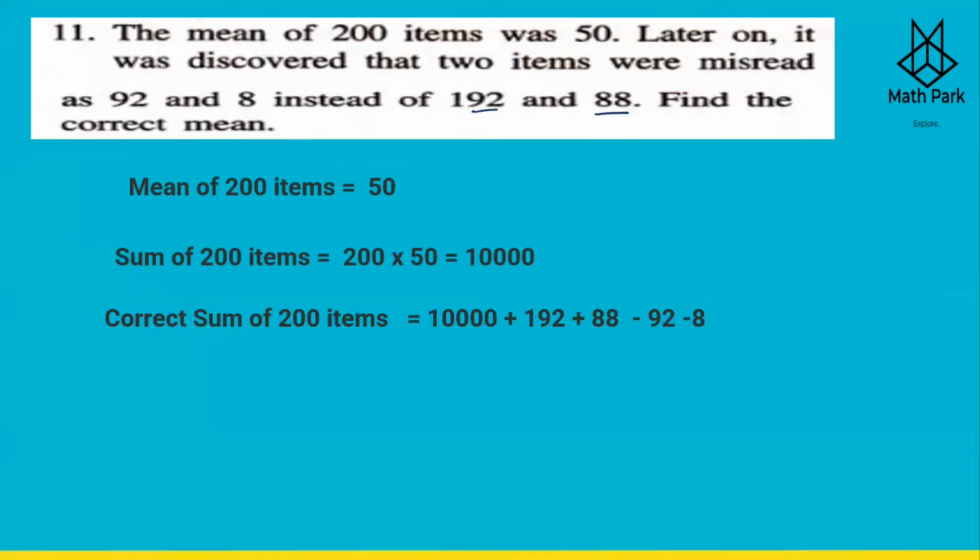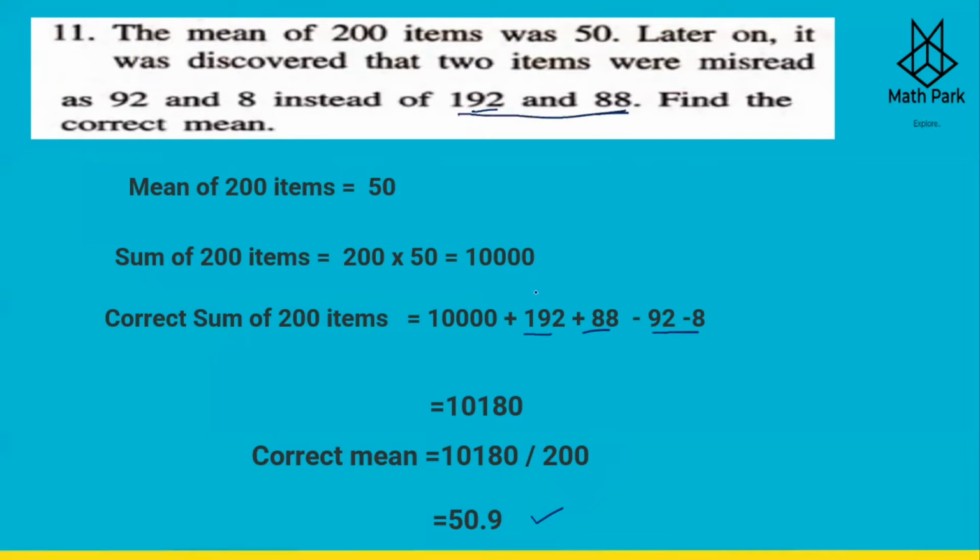The correct sum of 200 items, what we do is the correct ones we will add and the incorrect ones we will subtract. So calculating this, we get the correct sum as 10,180. So the correct mean is going to be 10,180 divided by 200, which is equal to 50.9. Got it? So just remember, whatever is misread, that we have to subtract, and the correct observations are to be added to the sum. Okay.